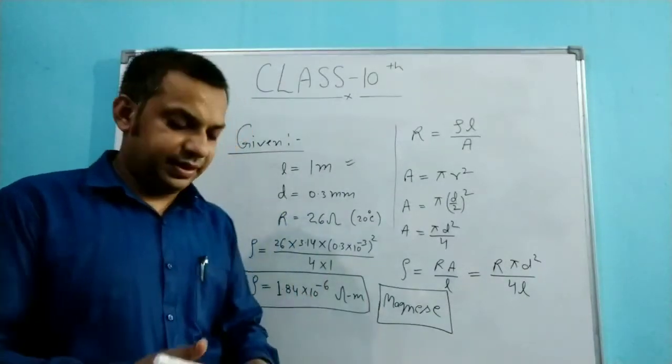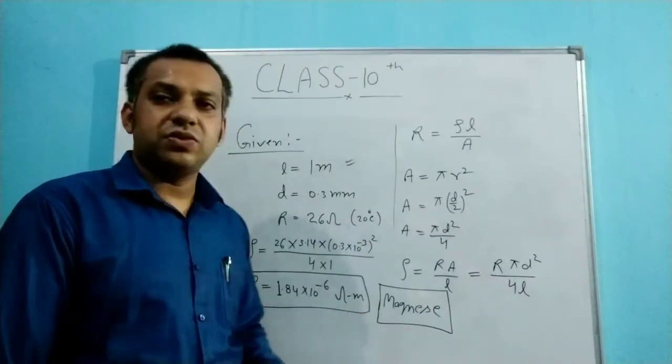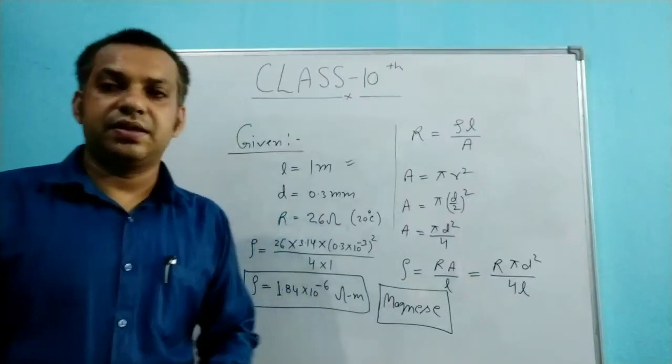So manganese is a kind of metal. So this is the value. So this is your answer for the first question. Let us discuss another question.